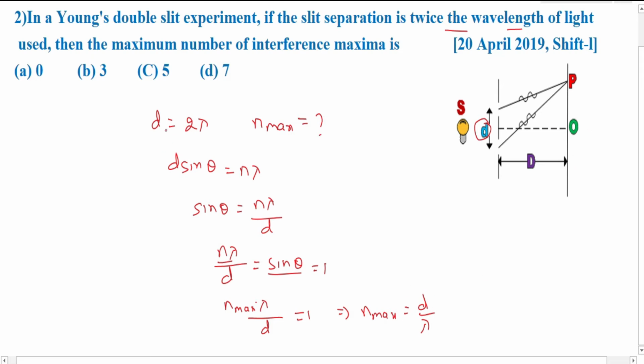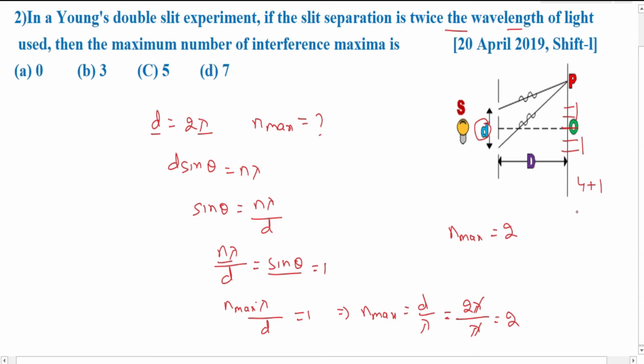Now what was given? He said that the relation between d and lambda is d is equal to 2 lambda. Let me substitute: 2 lambda by lambda. This lambda will get cancelled. That is equal to 2. That means we got the value of n maxima as 2. Excluding the central maxima, you will get 2 maxima on top, similarly 2 maxima on the bottom. So totally you get 2 plus 2, that is 4, plus the central maximum, plus 1. So finally you will get 5 maxima.